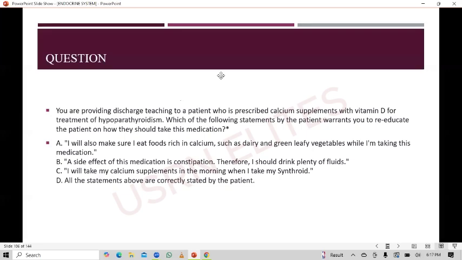A, I'll also make sure I eat food rich in calcium, such as dairy and green leafy vegetables, while I'm taking this medication. B, a side effect of this medication is constipation, therefore I should drink plenty of fluid. C, I will take my calcium supplements in the morning when I take my Synthroid. I'm sure we all know what Synthroid is. Levothyroxine. Another name for levothyroxine is Synthroid. D, all the statements above are correctly stated by the patient.